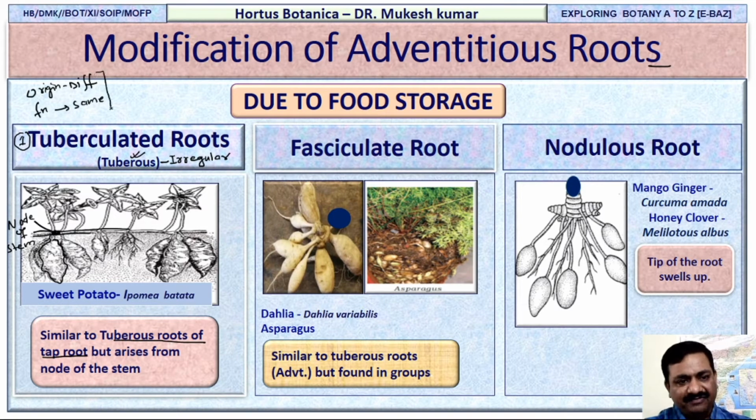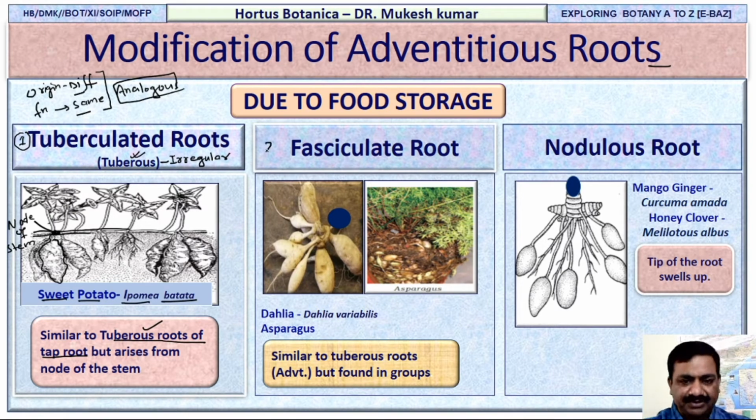So remember, very good terminology we use, and that is analogous. Analogous. So you can say that the tuberous root of this taproot and this tuberous root of adventitious root have same function with different origin. So they are analogous to each other. Question may come in your forthcoming examination. So example we have is sweet potato, Ipomoea batatas, right?